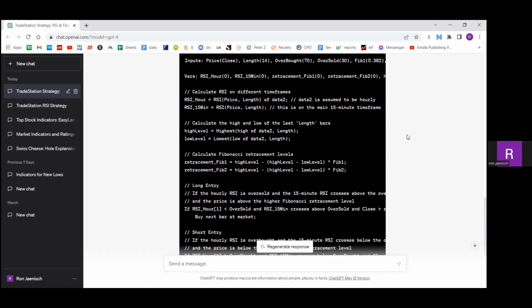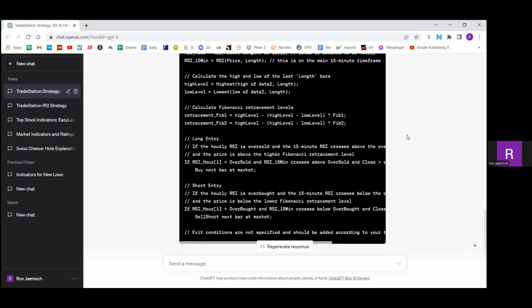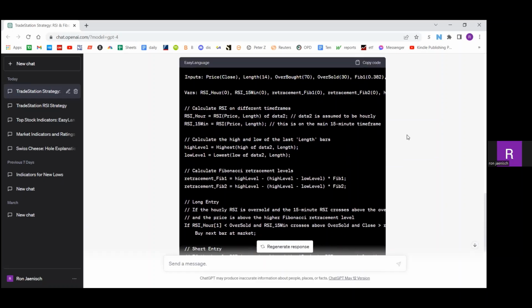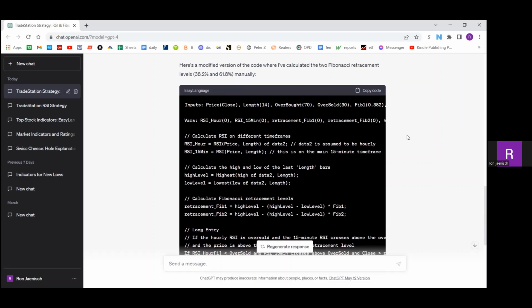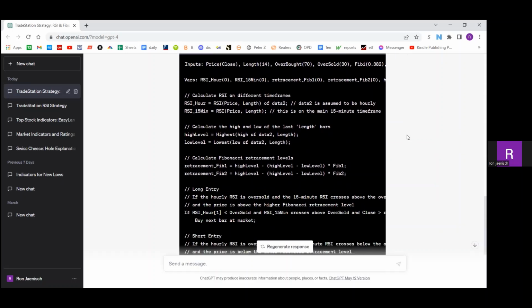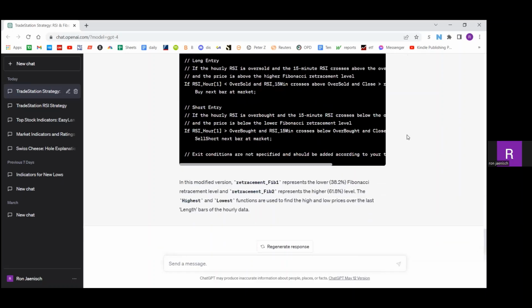So yeah, this actually looks like a very good framework. It even has an entry, it has an exit. It's very well commented, tells you exactly what it's doing. So yeah, it's probably not the best way of doing this, but it definitely will save you a lot of time. And again, if you're using this, make sure you're using GPT-4.